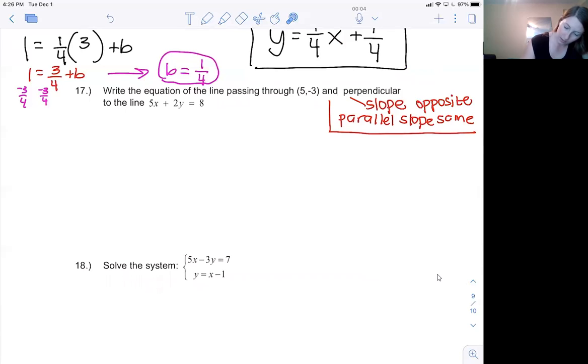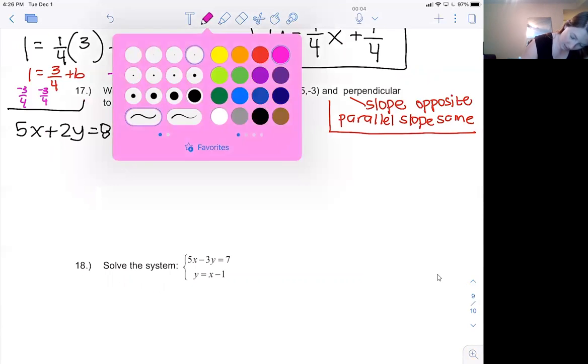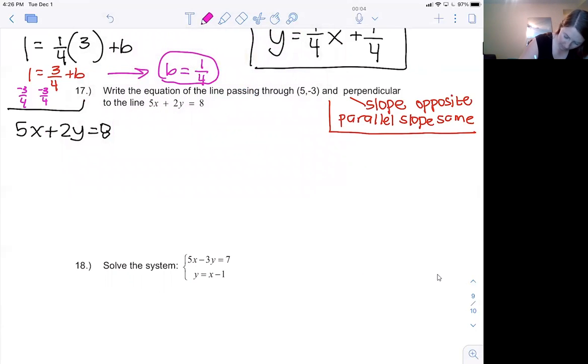So first thing, for perpendicular, I need the slope to be opposite of this. So first I need to find the slope. I'm going to put it in the y equals mx plus b form. So I have 5x plus 2y equals 8, and I want to get y equals. So first I'm going to subtract the 5x, and subtract 5x.